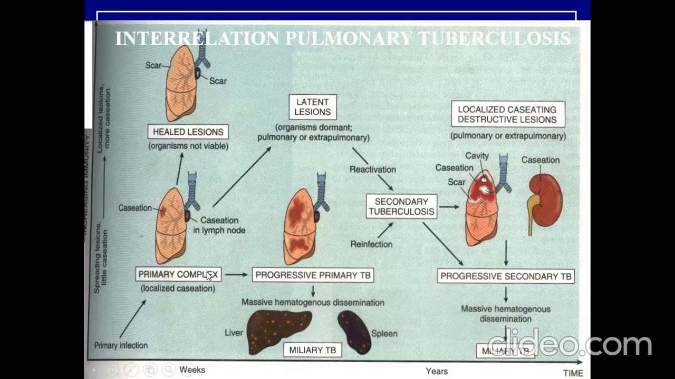Now, if the child has very poor immunity, then these lesions, the caseation, increases in size. The lymph nodes also increase in size. They cause pressure on the airways. They cause pneumonias. They can cause collapse of the lung, meaning the air in the lung gets absorbed, and the lung collapses.